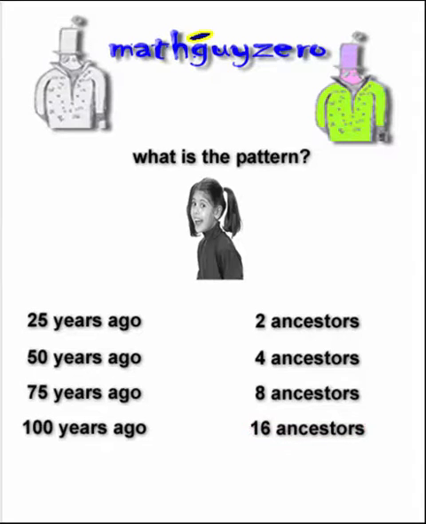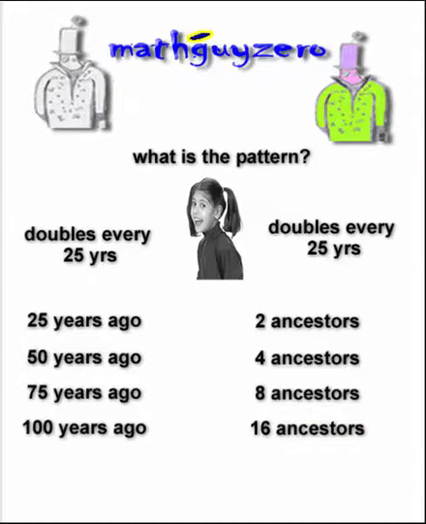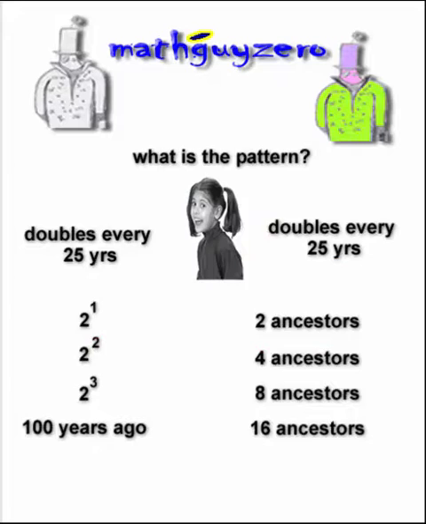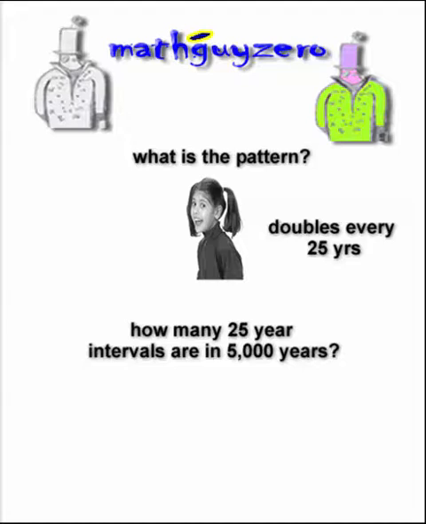So let's see if we can figure this out using algebra and exponents. So it doubles every 25 years. So the first set of 25 years, 2. Second set, 4. See the pattern here. It's 2 raised to the number of 25-year intervals there are. 2 to the 3, 2 to the 4, right. So we now have a pattern.